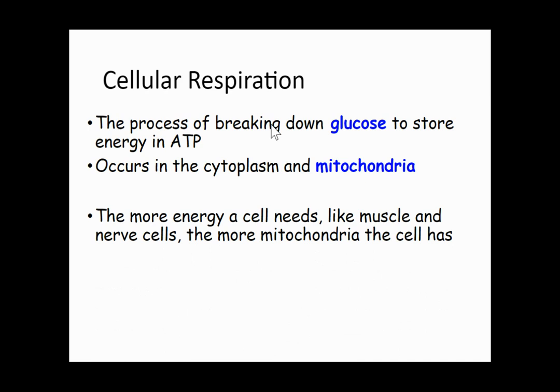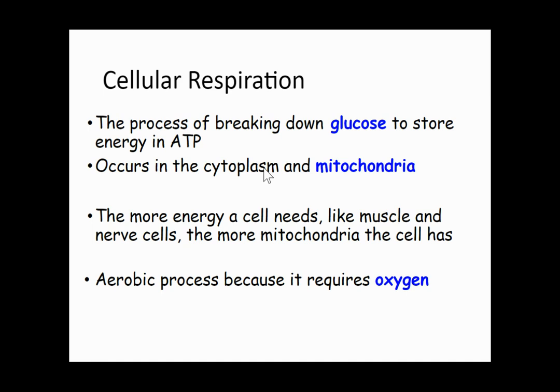The more energy that a cell needs, like something like a muscle cell or a nerve cell, the more mitochondria that cell is going to have. Okay. And this is an aerobic process because it requires oxygen. So anytime we talk about something being aerobic, that means it requires oxygen. If we say something is anaerobic, it means it does not require oxygen. And we'll take a look at one of those reactions later.